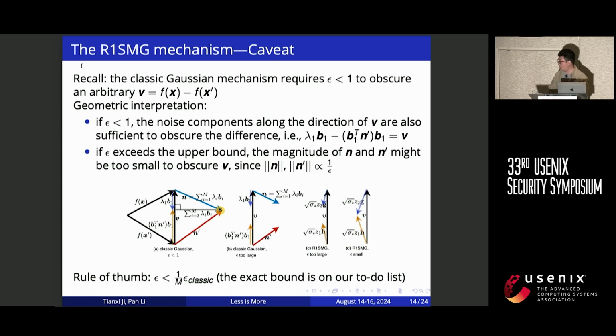So there is also an upper bound on our scheme, but we are still working on the exact upper bound. But the rule of thumb is it should be smaller than 1 over dimension times the privacy parameter used in the classical Gaussian mechanism, because we are adding Gaussian noise with only 1 degree of freedom, but they are adding noise with m degrees of freedom.